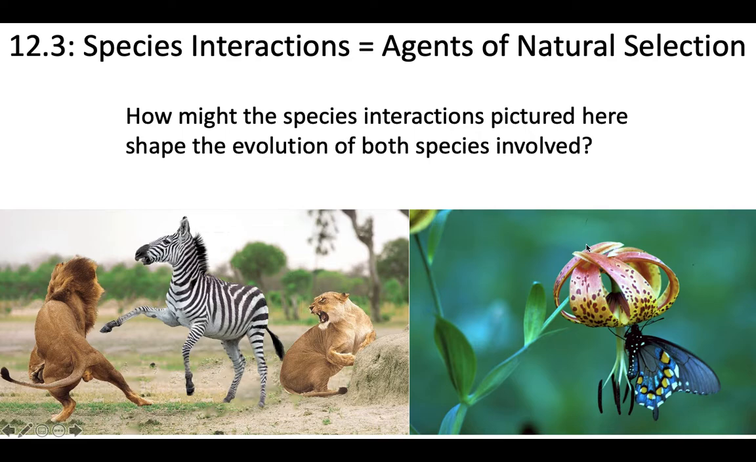How might this trout lily, I think this is a trout lily and this is a spicebush swallowtail, I might be getting that wrong, we'll see when I close out of this, how might this spicebush swallowtail be affecting the evolution of the trout lily, and the trout lily affected the evolution of its pollinator? We'll talk about that in class, and I want you to come up with some hypotheses you could possibly test.